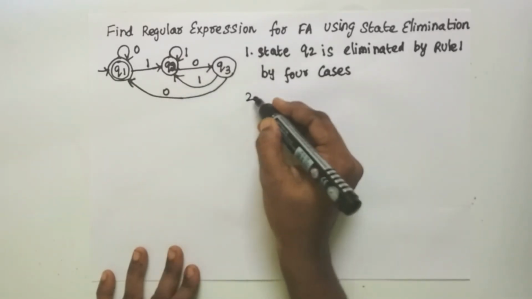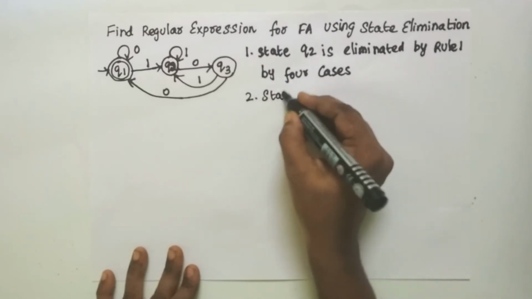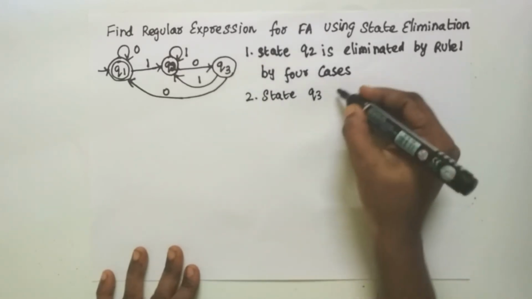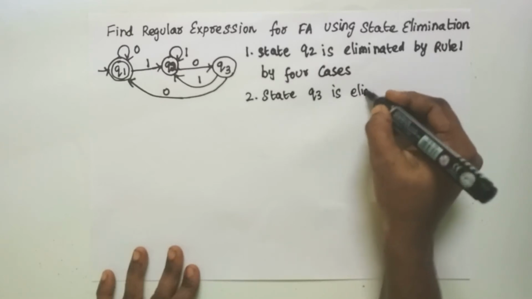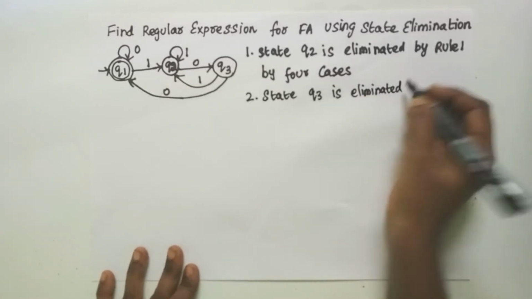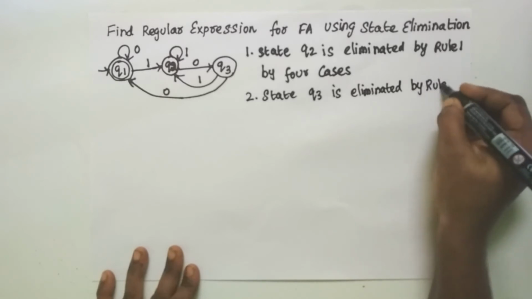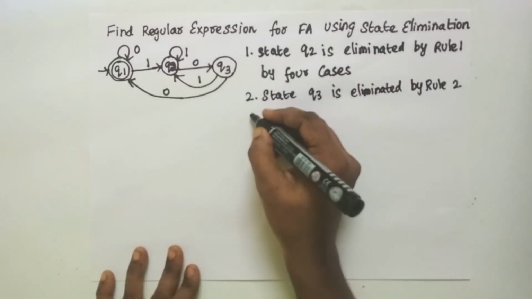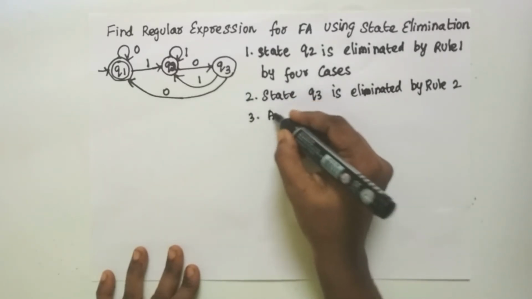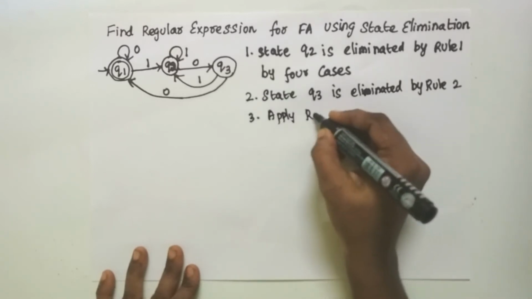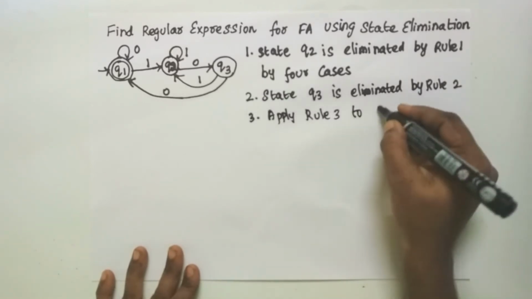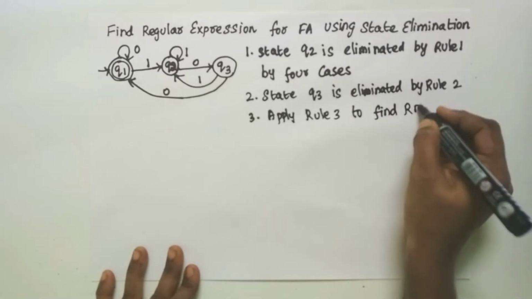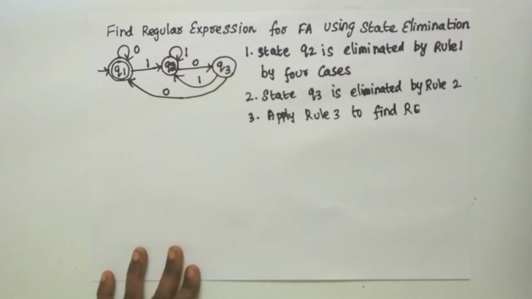The second step is we are going to eliminate state Q3. State Q3 is eliminated by rule 2. After eliminating the state Q3, you will have only Q1 which is both initial and final. In such a case, at last, apply rule 3 to find the regular expression. These are the steps to find the regular expression by using the state elimination method when the initial and final states are the same.